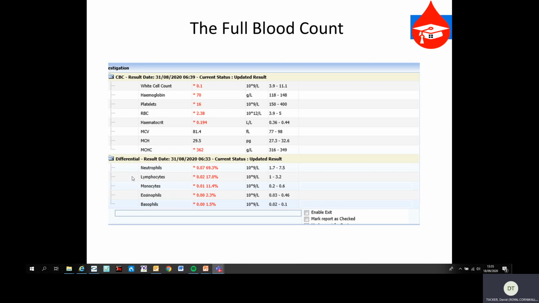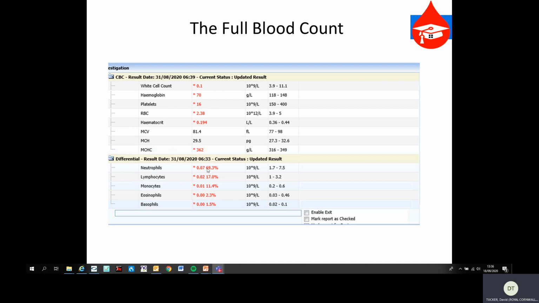So the white blood cells are divided into granulocytes, which are your neutrophils, your eosinophils, and your basophils, your monocytes, which are also phagocytic cells in the blood from the myeloid lineage, and then your lymphocytes, which are your lymphoid cells.